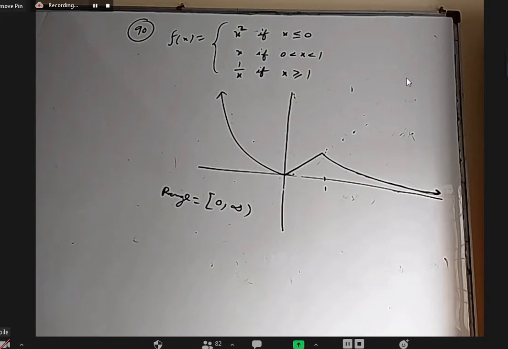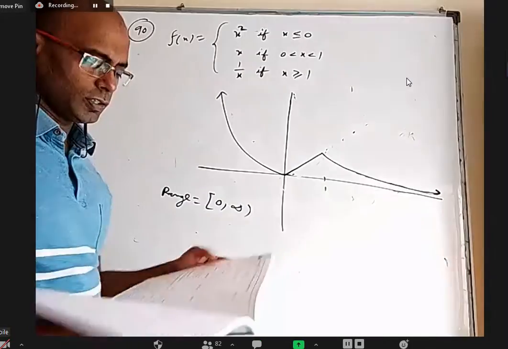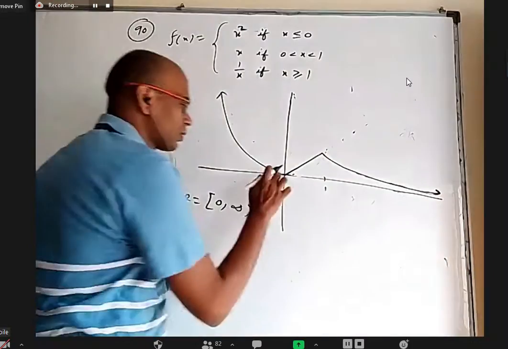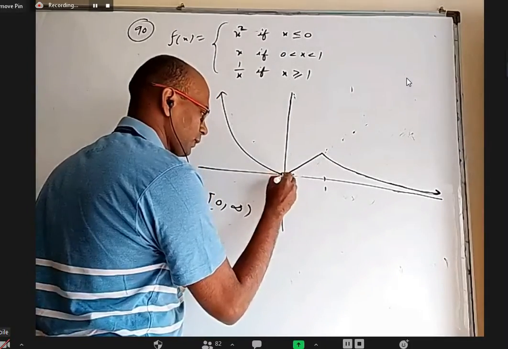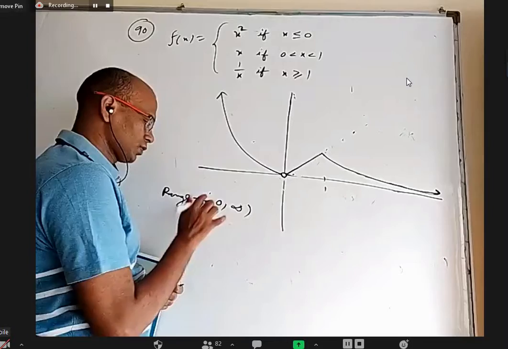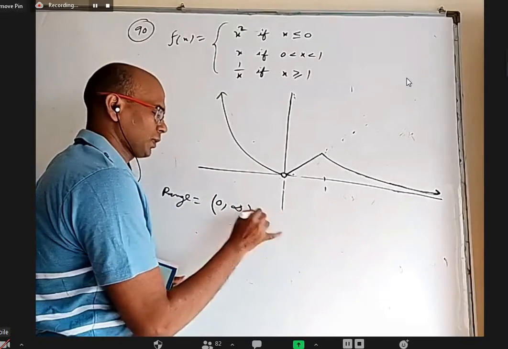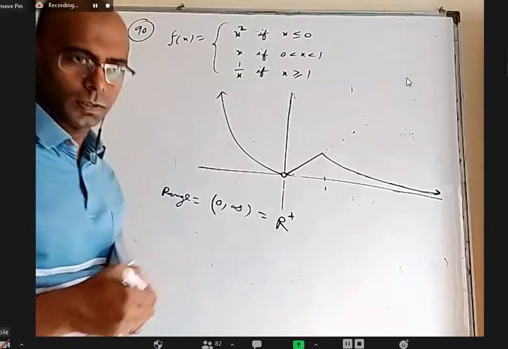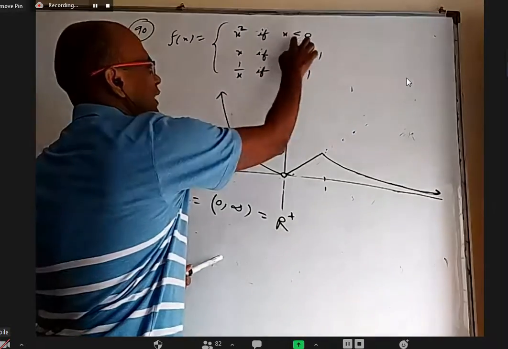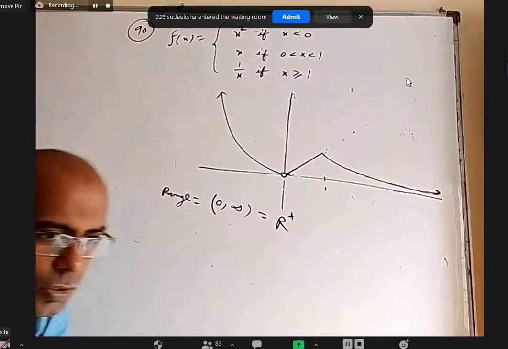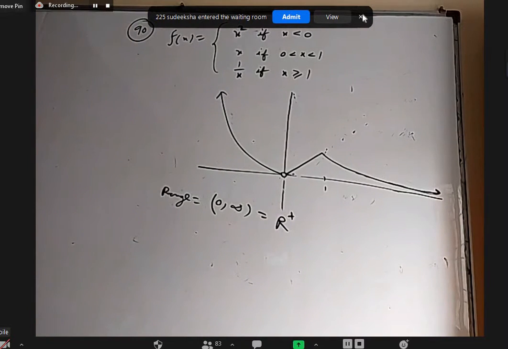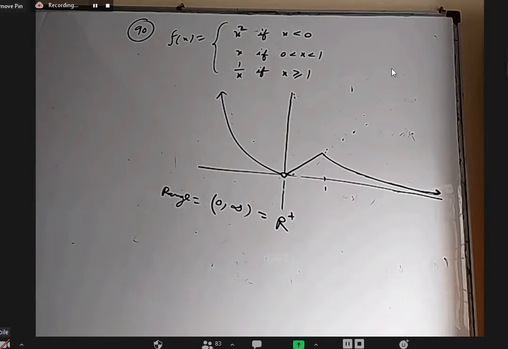So 90, they got 4 options, like D is the option, all real numbers plus. D is also not correct because 0 also should be. Oh, there's no 0. Wait. In the question only 0 is not mentioned, so I should draw one open point here. Okay. So range is open interval 0 to infinity, which is actually positive real numbers, so R plus. Because this equality is not there. I wrote it, but in the question it was not. So it is not even at 0. It is not even defined what it is. So at 0 doesn't have any point.